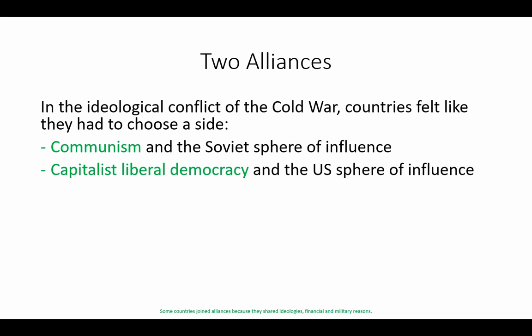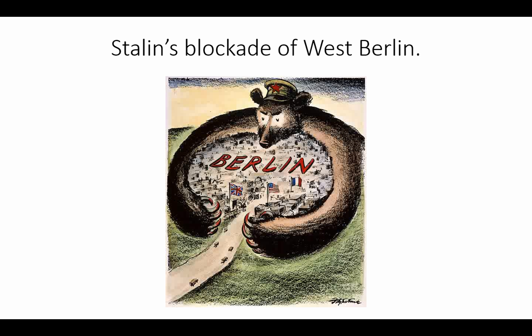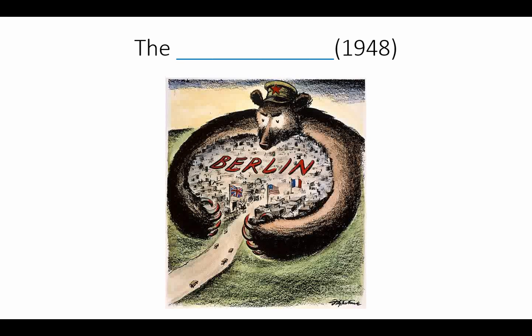And so we're starting to see that two alliance systems are being formed. Countries felt like they had to choose a side. Were they going to choose communism in the Soviet sphere of influence, or were they going to choose the capitalist liberal democracies of the world who fell under the US sphere of influence? So right away in 1948, tensions rise significantly with Stalin's blockade of West Berlin.